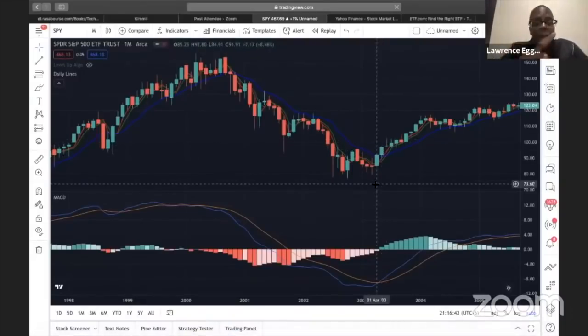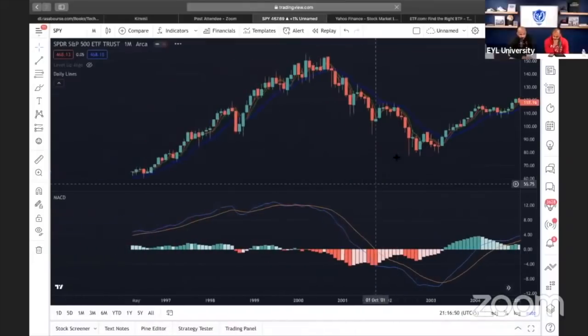So I can apply lower lows and lower highs and higher lows pretty much to any time frame in any chart.